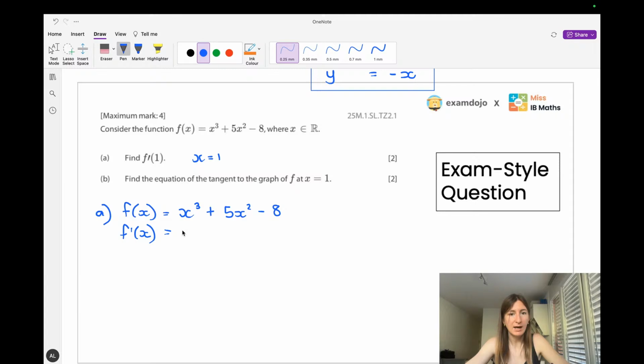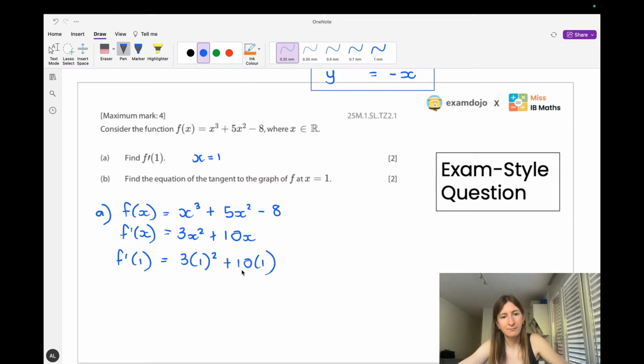Okay, so we have 3x squared plus 10x, and that's just 0. And now we need to find f dash of 1 when x equals 1. So let's substitute 1, which equals 3 plus 10, so 13. There we go. We found f dash 1.